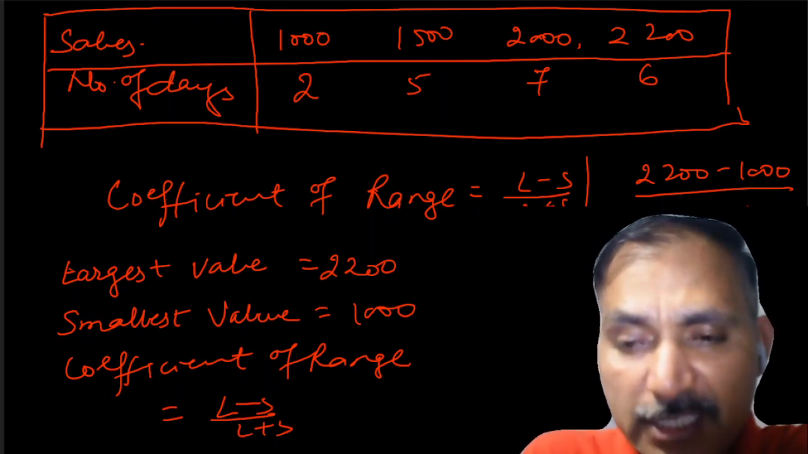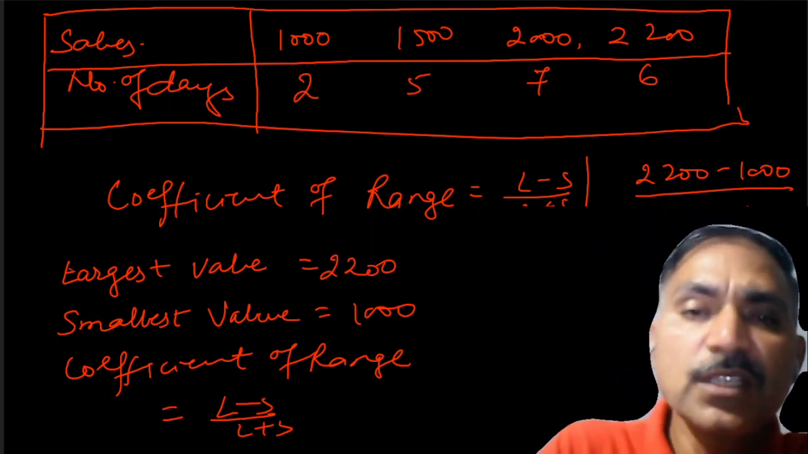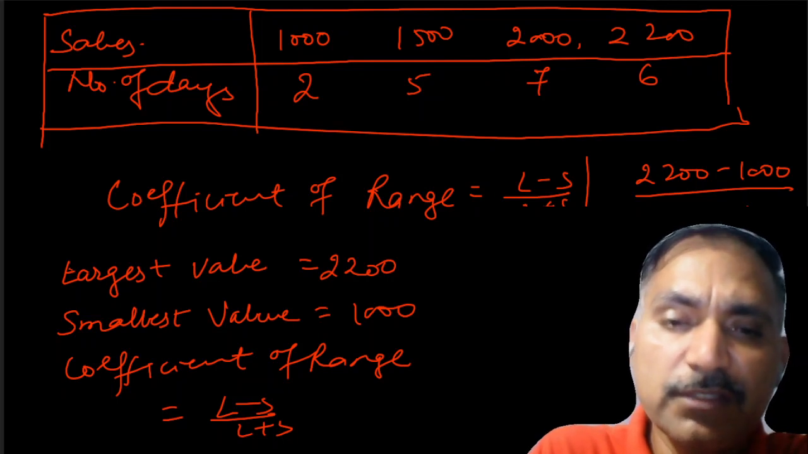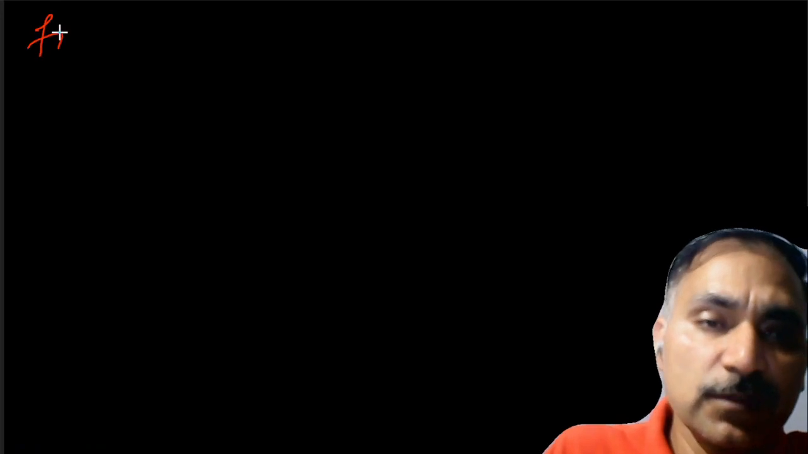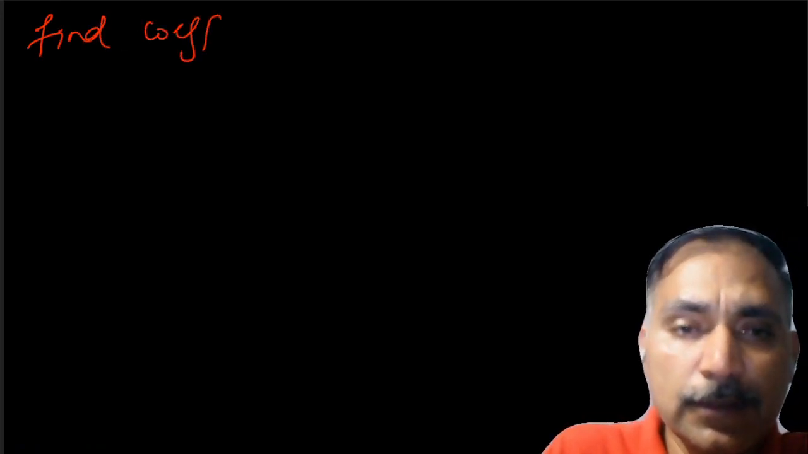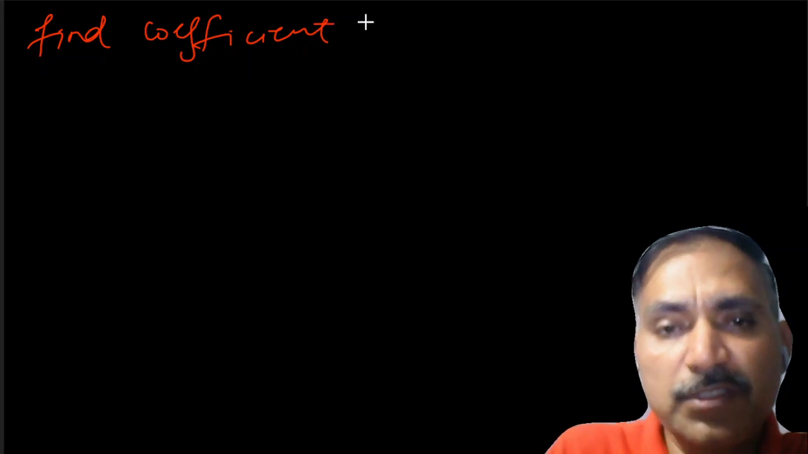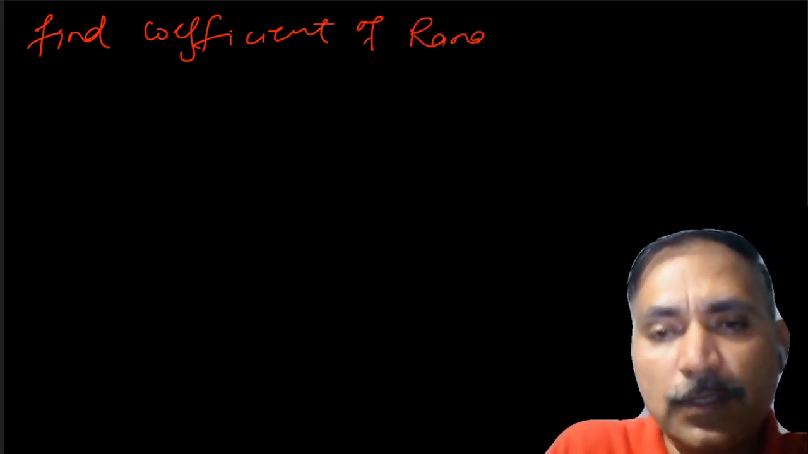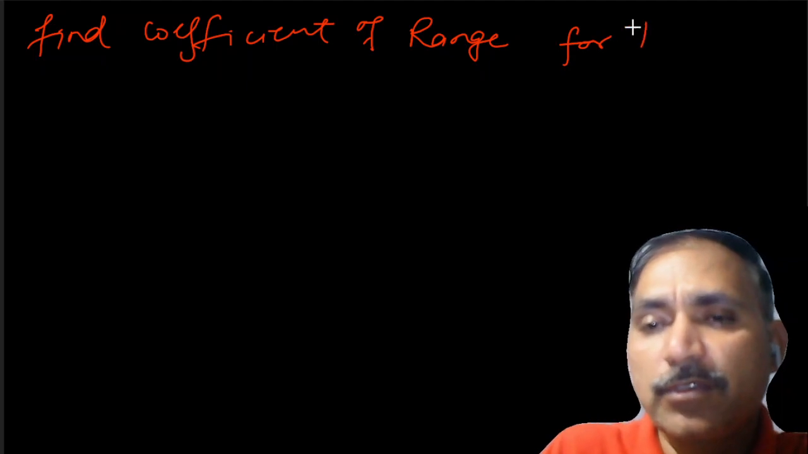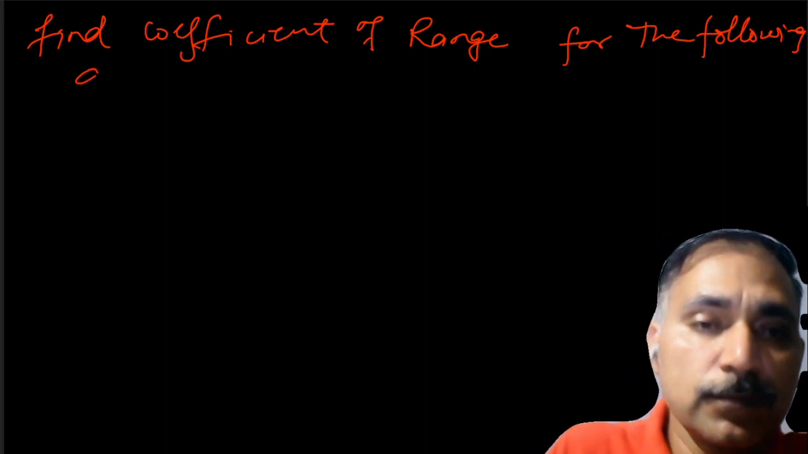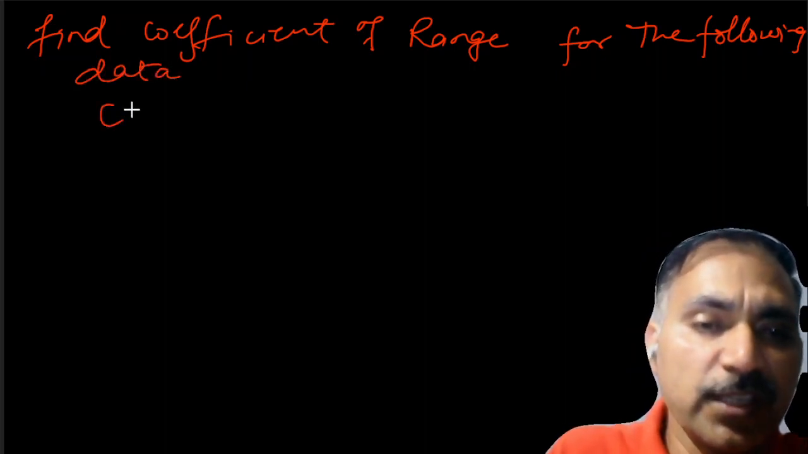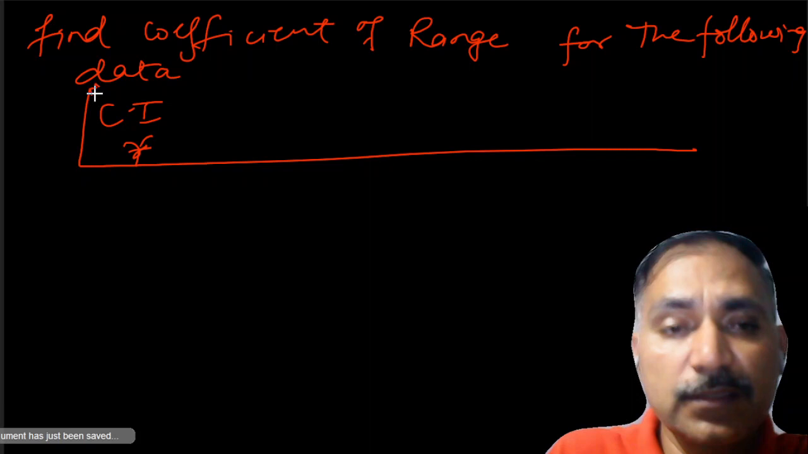Now, coming to the next part, that is how to find the coefficient of range for the group data. Find the coefficient of range for the following data. Here you have been given CI, the class interval, and F as the frequency. Let us see that.